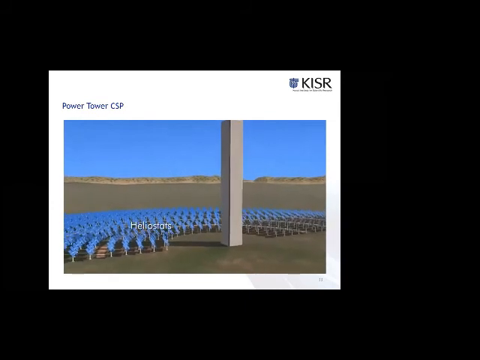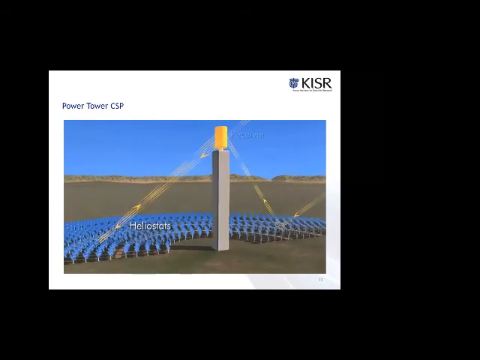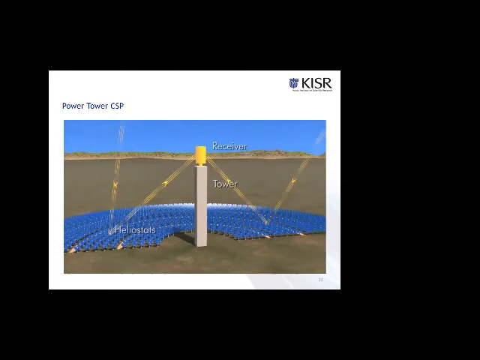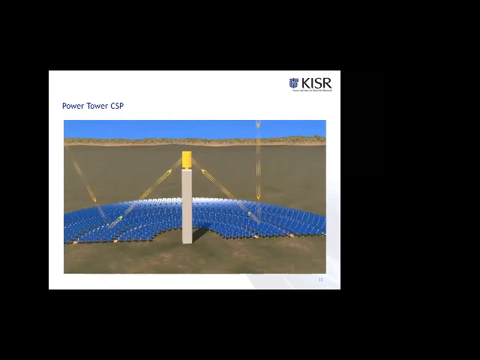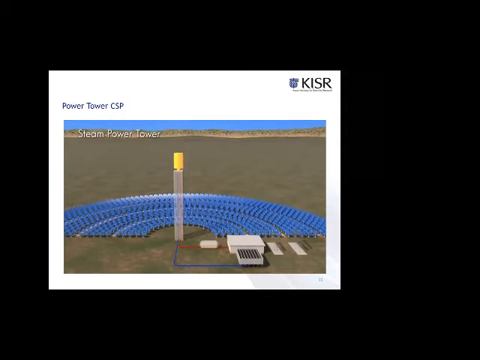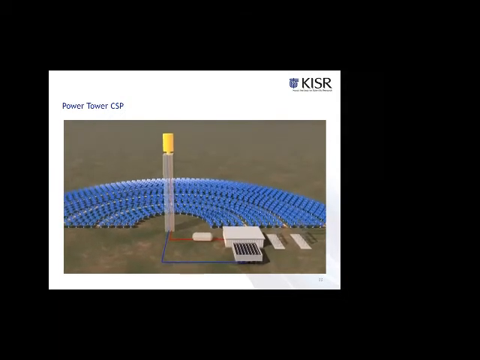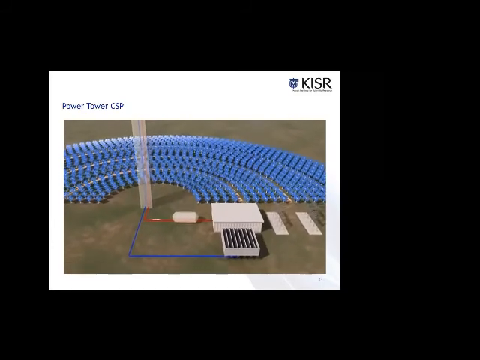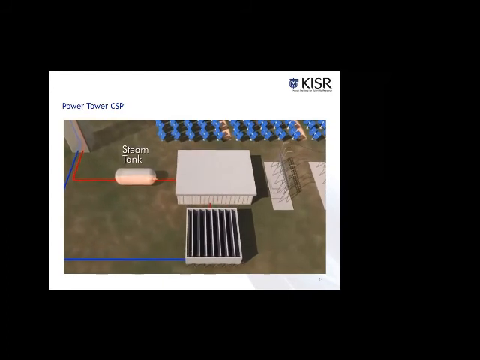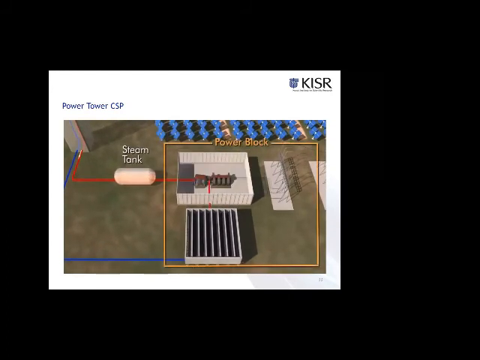Thousands of mirrors called heliostats reflect sunlight onto a receiver on top of a tower. These computer-controlled mirrors move to maintain this focus from dawn to dusk. In a steam power tower, water is pumped to the receiver, where concentrated thermal energy heats it to over 1,000 degrees Fahrenheit. Some of the super hot steam is stored in a tank, while most is sent to the power block. Here, high pressure steam spins a conventional turbine to produce electricity.